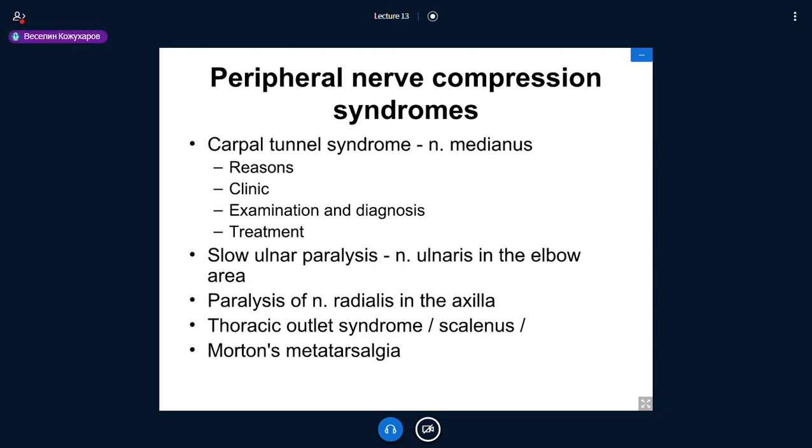by cutting the palmar carpal ligament. This ligament keeps the space when the median nerve is compressed. When cutting this ligament, we decompress the whole carpal tunnel, and the median nerve becomes decompressed.